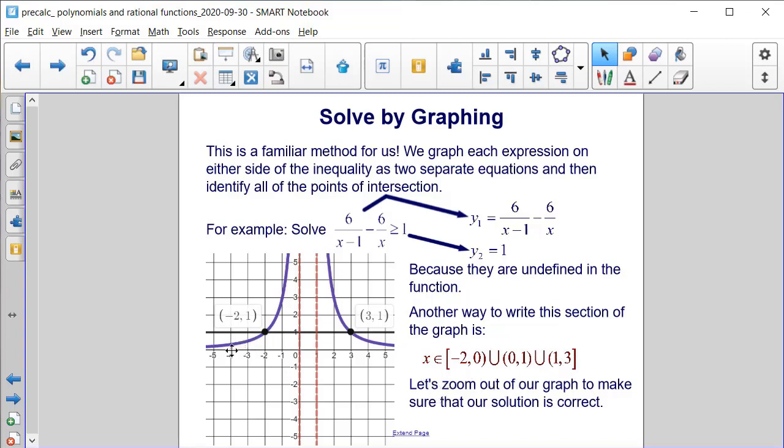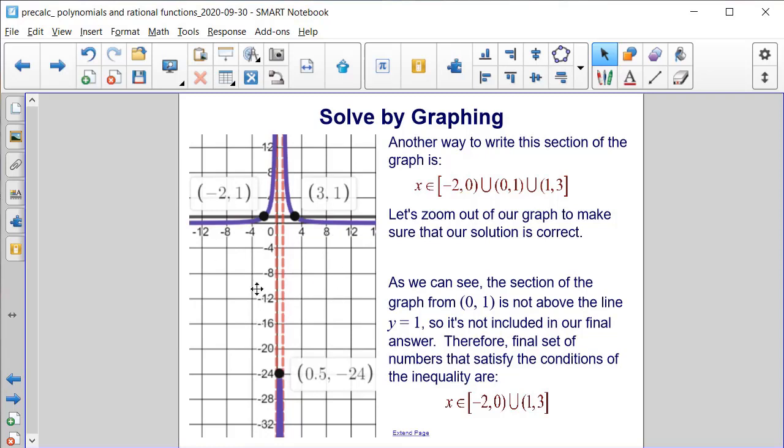Now, if you notice, when we look at this graph, there's this gap in the middle here. So I have a feeling that our function's missing a piece in the coordinate plane. So let's zoom out of our graph to make sure that this is the correct solution. And if it's not, we can make a correction to it. Let's see what happens when we zoom out.